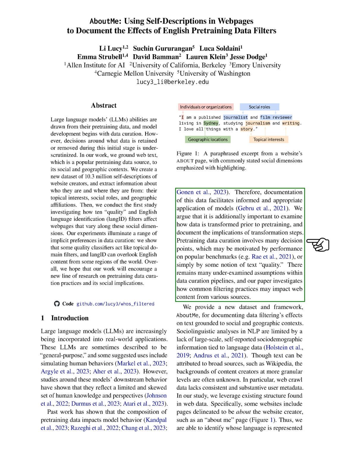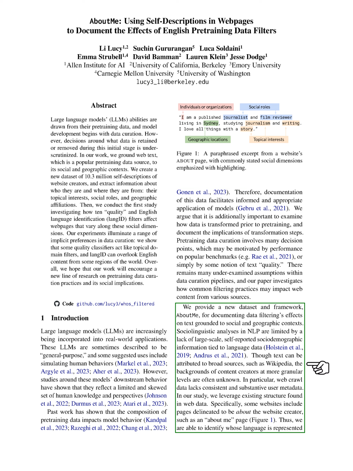Our paper explores how common data filtering practices might affect web content from various sources. We introduce a new dataset and framework, AboutMe, which documents the effects of data filtering on text related to social and geographic contexts. Studies of sociolinguistics in natural language processing, NLP, are limited by the lack of large-scale, self-reported sociodemographic information linked to language data.